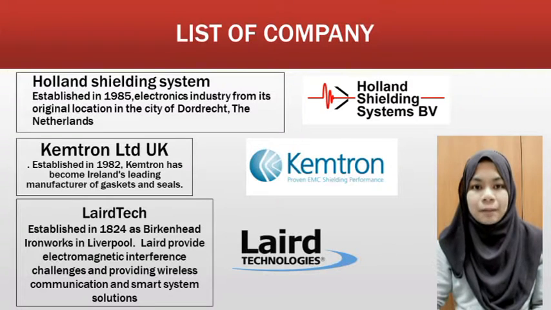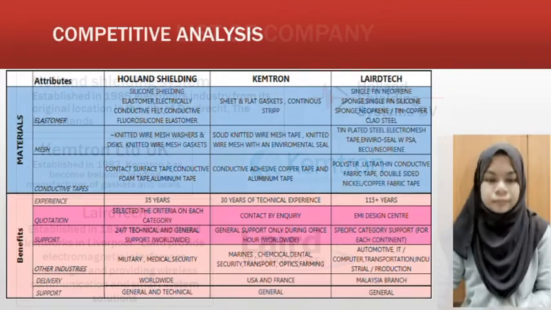Second is Chemtron UK. Established in 1982, Chemtron has become Ireland's leading manufacturer of gasket and seal. Third is Laird, established in 1824 as Beaconhead Ironworks in Liverpool. Laird provides electromagnetic interference shielding and provides wireless communication and smart system solutions.